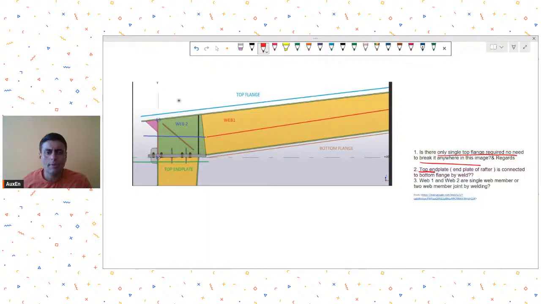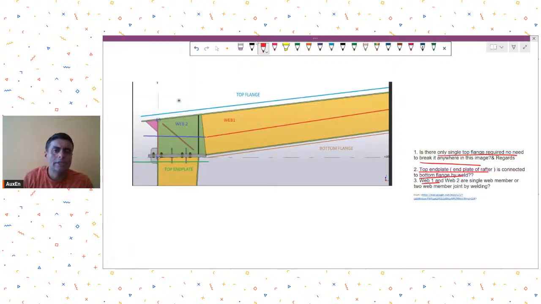Second question is, top end plate of rafter is connected to bottom flange by weld. Top end plate is connected to bottom flange. Web 1 and web 2 are single web members or two web members.